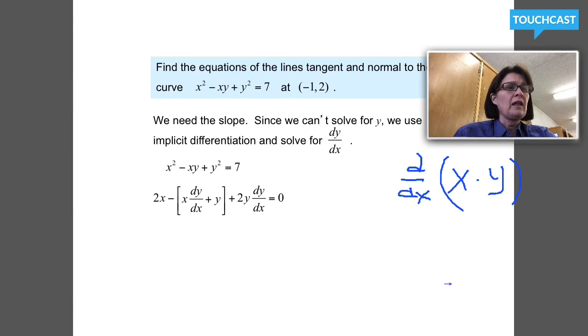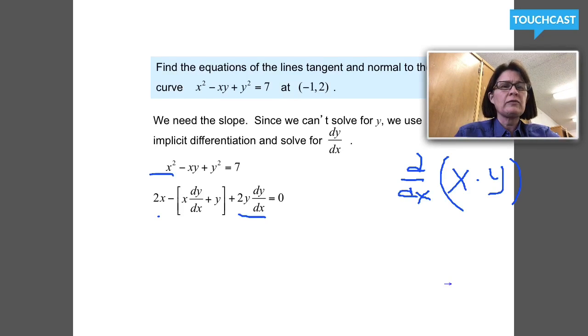I've written over here, the tricky part really is going to be taking the derivative with respect to x of x times y. So this part you can probably follow along here. The derivative with respect to x of x squared is 2x. The derivative with respect to x of y squared is 2y dy/dx. The derivative of 7 is 0. So here's the part where it gets interesting.